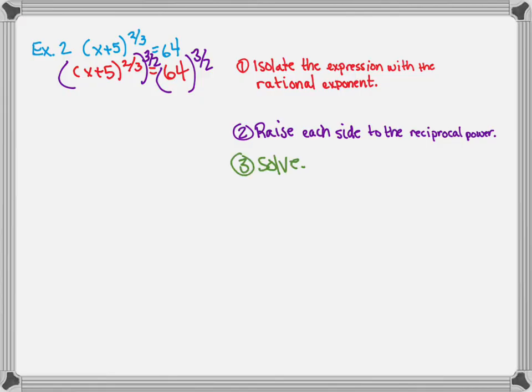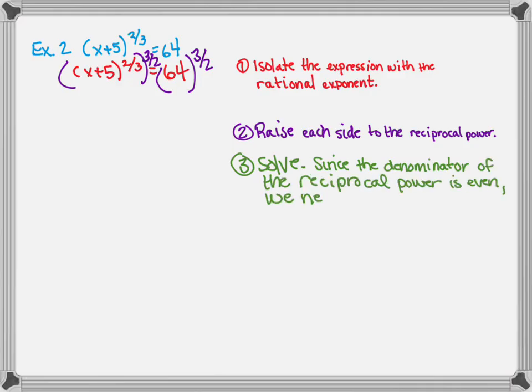And then we'll solve. And then since the denominator of the reciprocal power is even, we will need to include plus or minus when solving. It's the same thing as when we're taking the square root of both sides of an equation. We need to have a plus or minus. Same thing here.